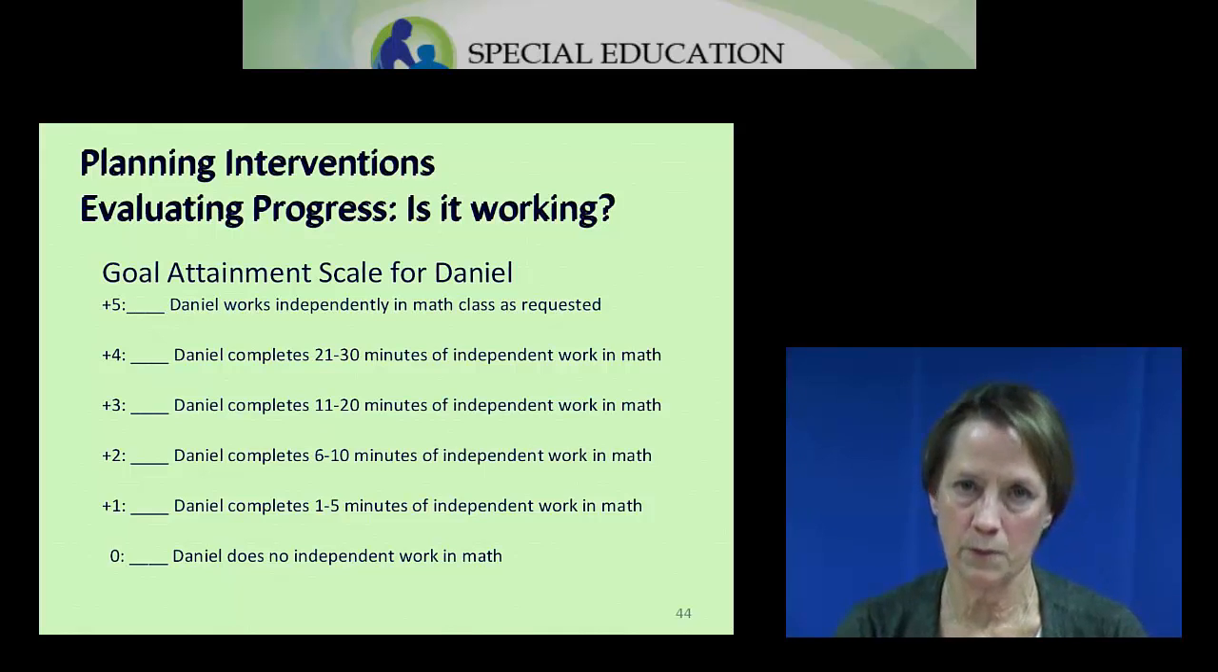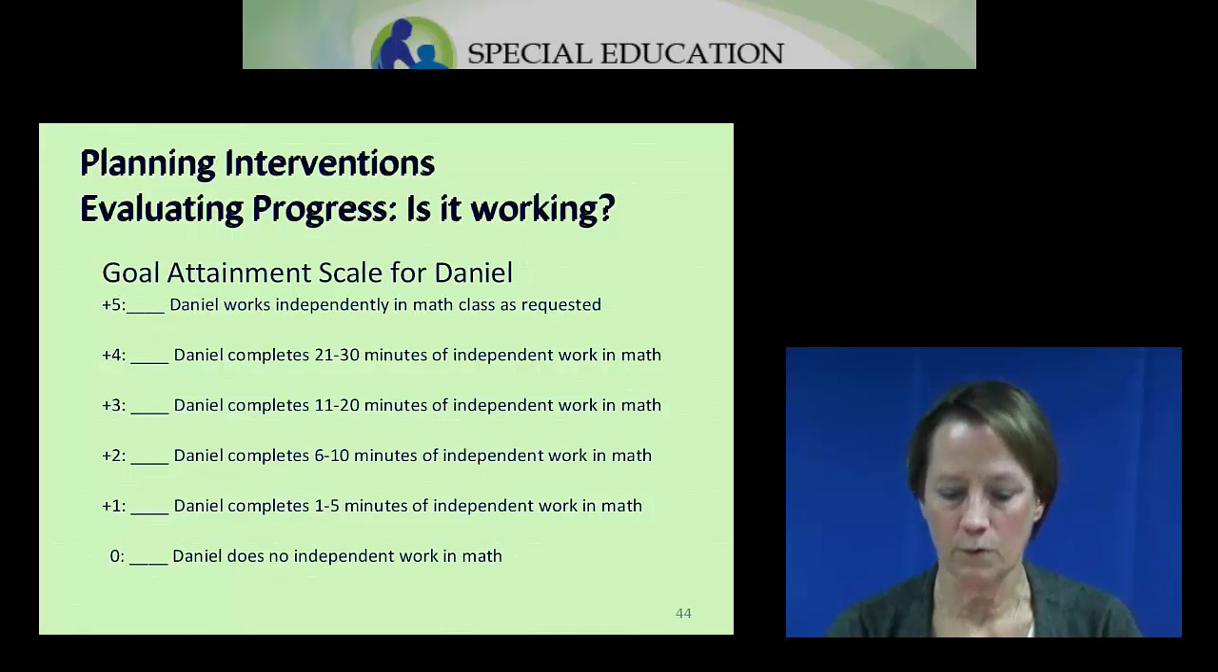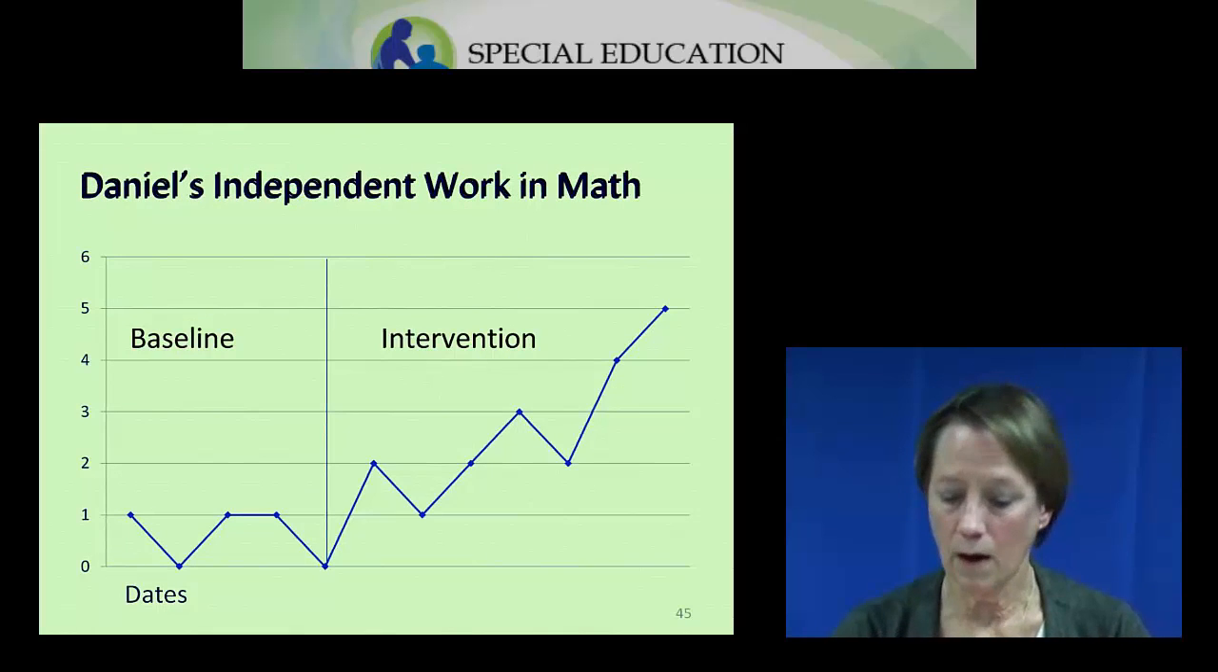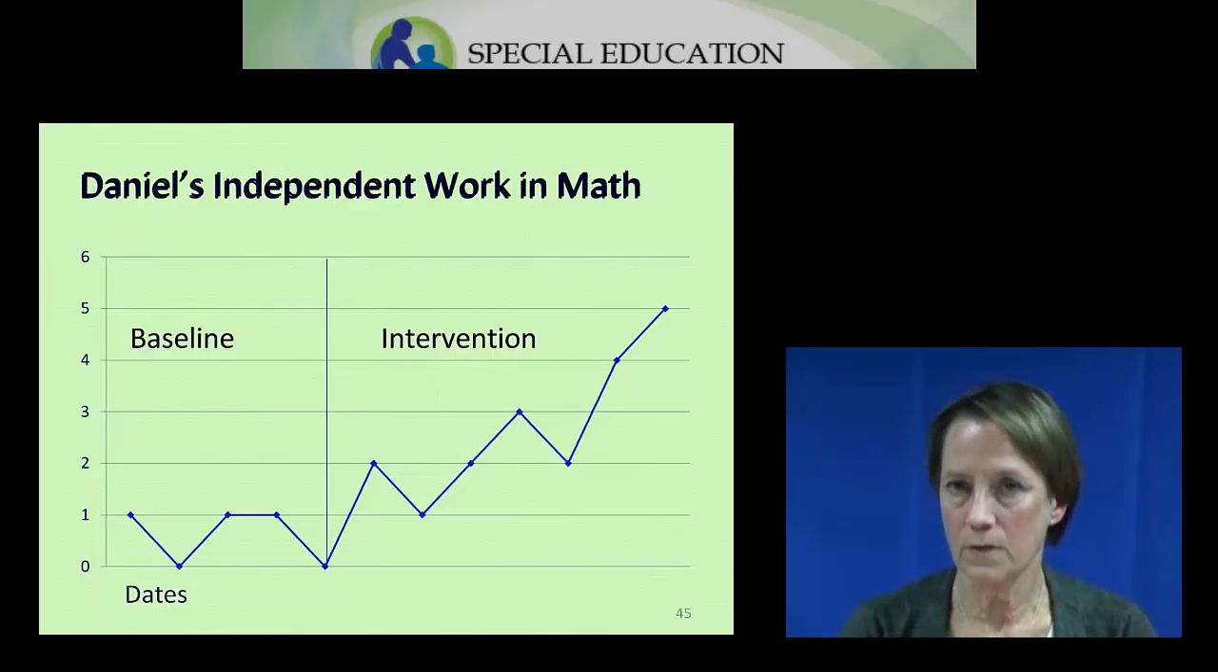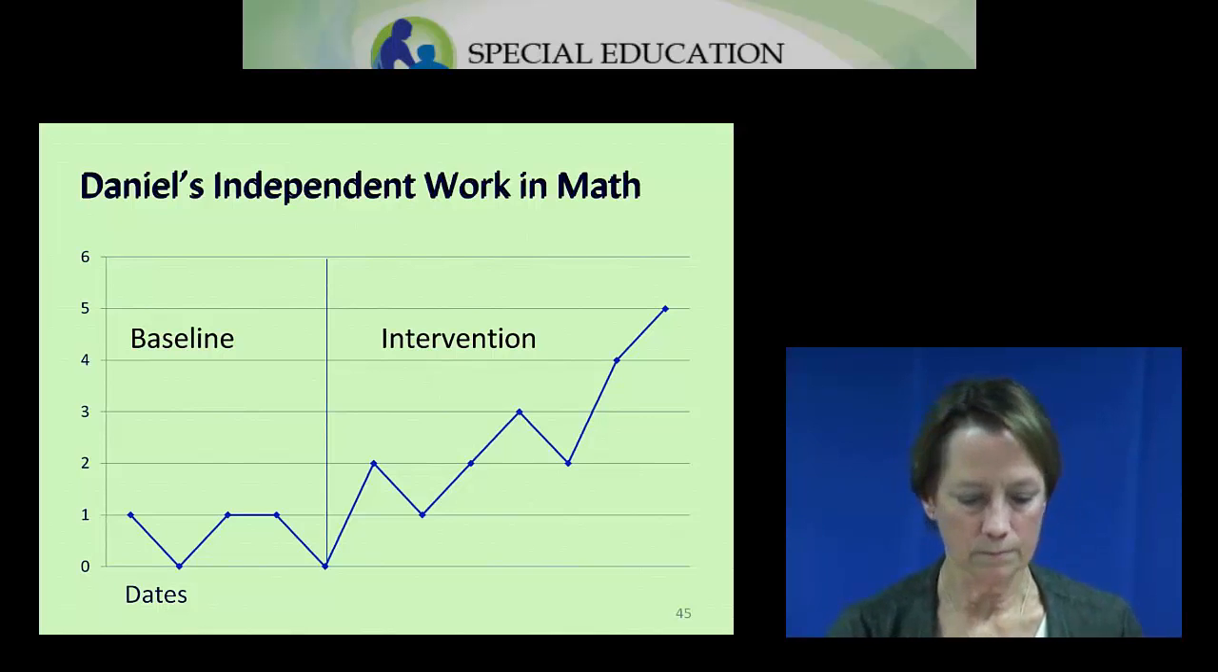Dan's math teacher would just have to mark which of these Dan met in a class period, and that would be the extent of the outcome evaluation for the teacher. It would be very easy to use. Another advantage is that we can graph the outcomes that we're seeing, and this can even be helpful for Dan. He can see how he's doing using this intervention.